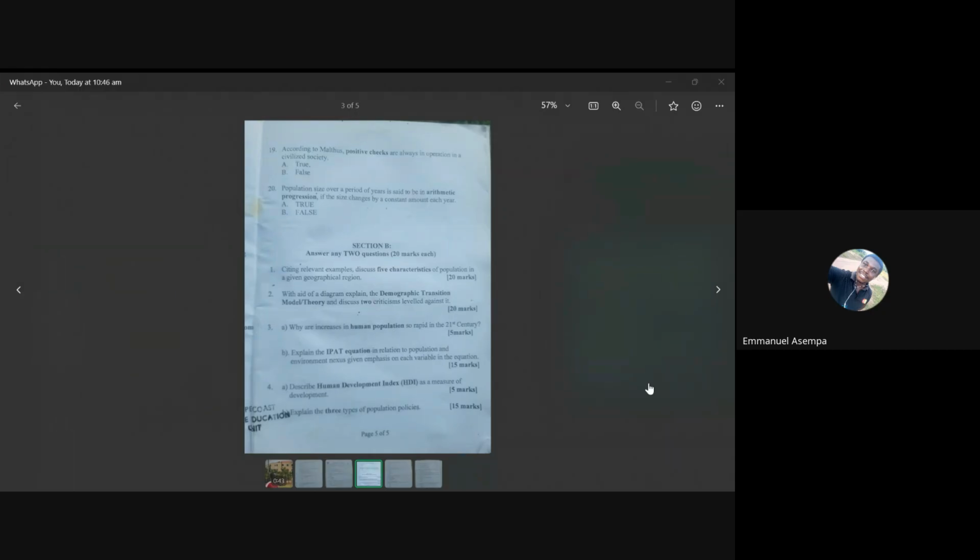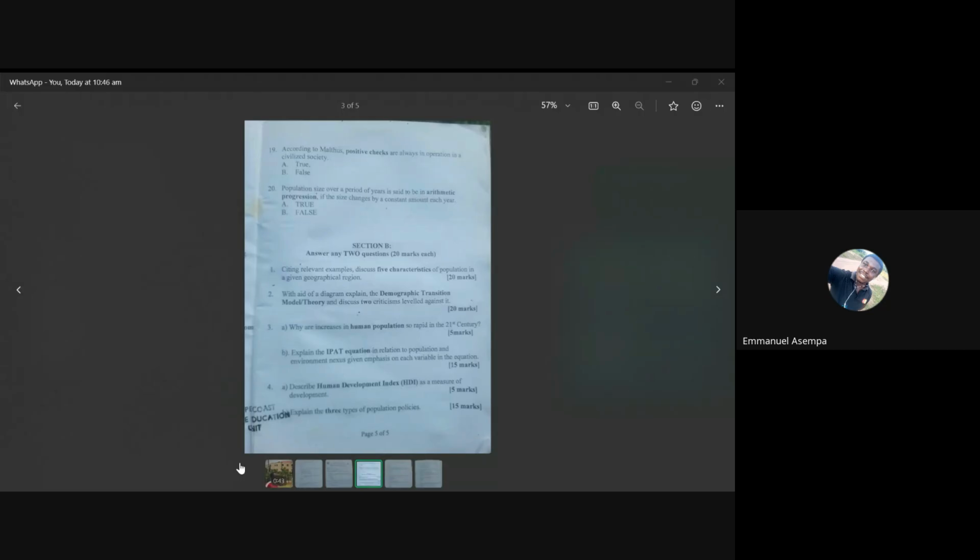So the main idea of the theory is that it attempts to specify general laws by which human populations change in size and structure during industrialization. It is a model that explains how population growth and structure change over time as a country develops economically and then socially. So basically, it describes how countries transition from high birth and high death rates to low birth and low death rates through different stages of development.